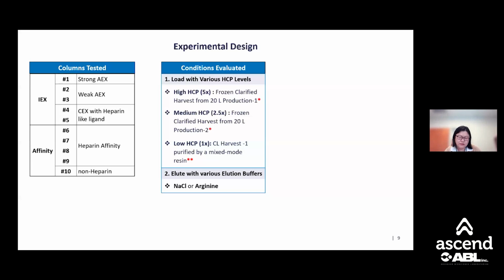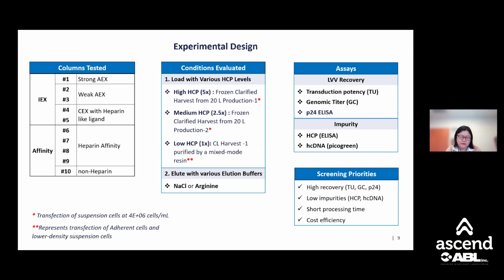To model the low HCP condition, we removed 80% of the HCP from one batch to mimic adherent or low-density suspension cell production. Our goal was to identify top performers with high recovery and strong impurity removal. From a CDMO perspective, we also prioritize a fast and GMP-friendly process to reduce labor and human error while keeping the cost in mind for our clients.